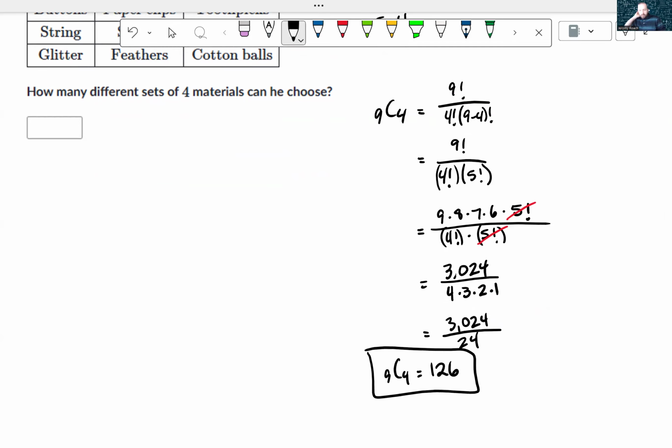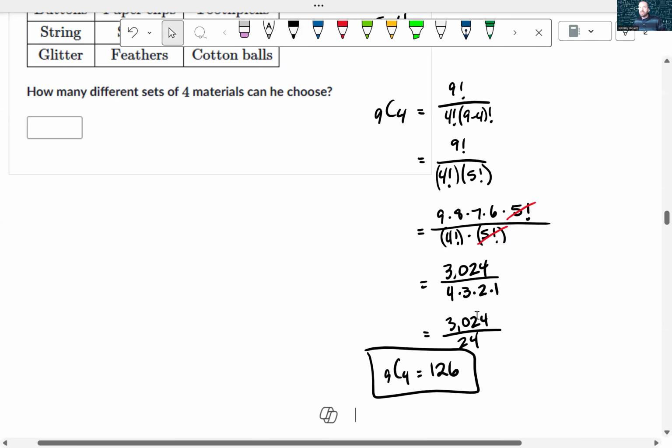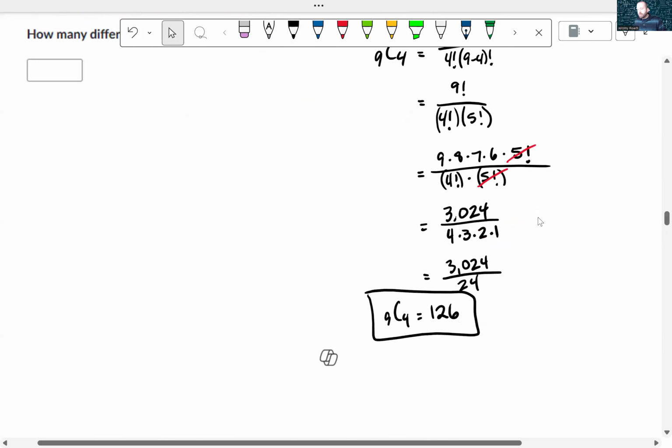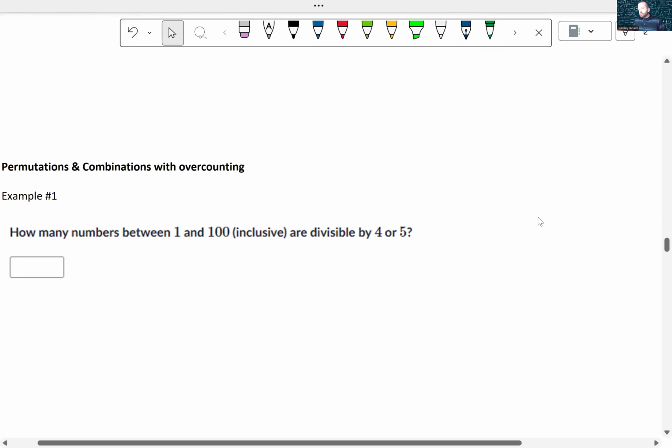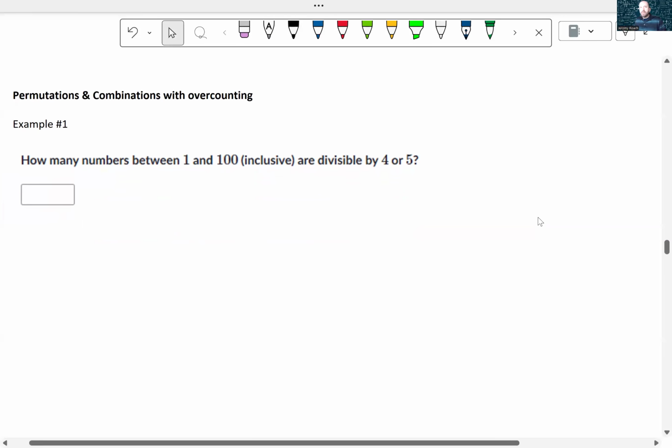Okay, so that's how to calculate combinations. Next, we're going to look at permutations and combinations with overcounting. And this is very similar to subtracting the intersection with probability. In fact, it's almost the same idea where we're going to count 2 different things, but we want to subtract their intersection because we can't double count things. And that's what overcounting really is.